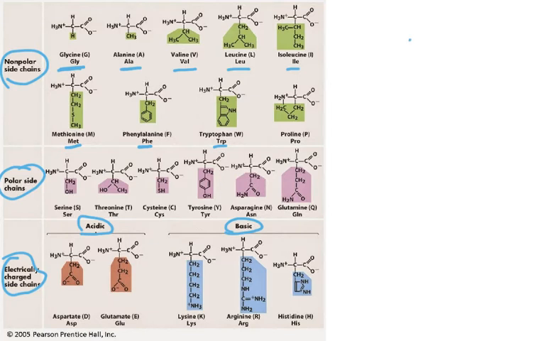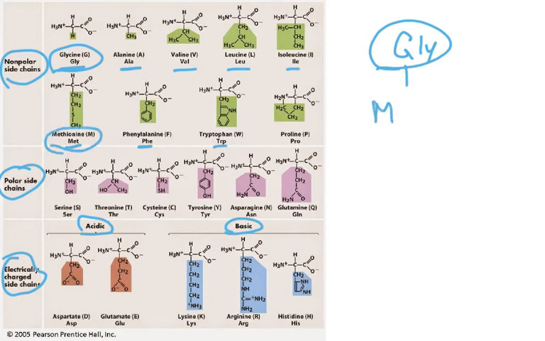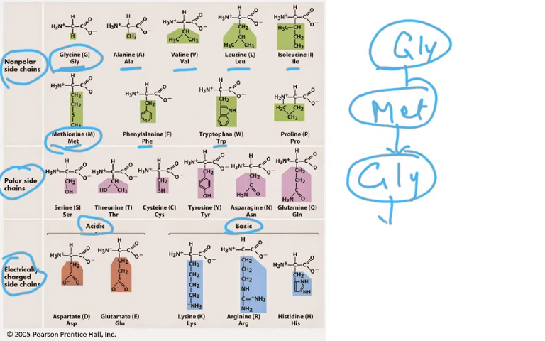So now, how will a protein be formed? Maybe the GLY is the first amino acid, this one. Then the second amino acid could be anything else, could be MET. Then the next amino acid could be GLY again. Then the next amino acid could be maybe LYS.